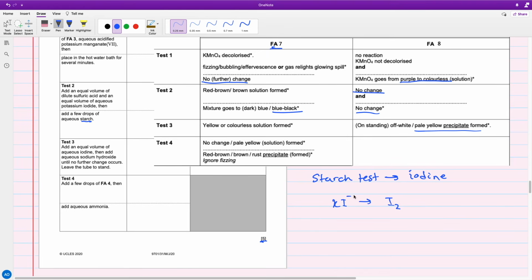Because we went from here, halogens have a -1 oxidation state, and potassium is in group 1, so it has a +1. And then iodine, I2, is neutral, so it's a 0. So it went from -1 to 0, so definitely it got oxidized, it lost an electron, because oxidation is loss of electron, right? And reduction is gain of an electron. So yeah, that's how you know that FA7 acts as an oxidizing agent. It made something else get oxidized, so it itself got reduced, if that makes sense, right?